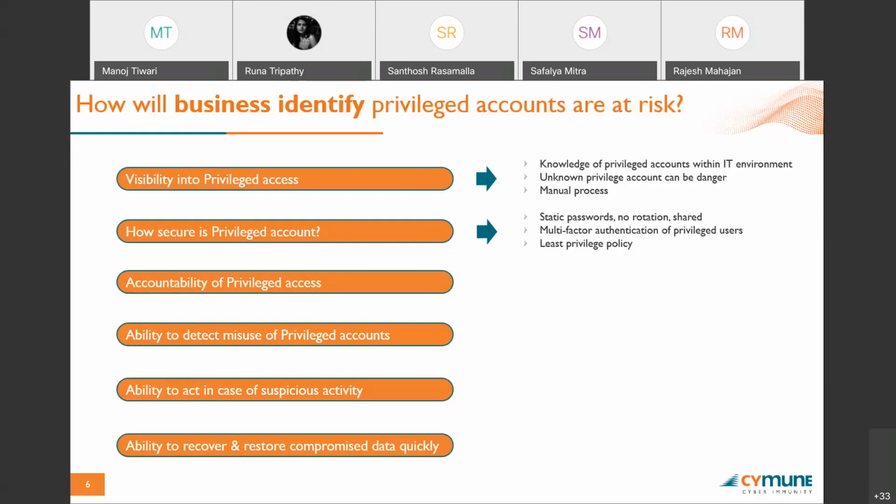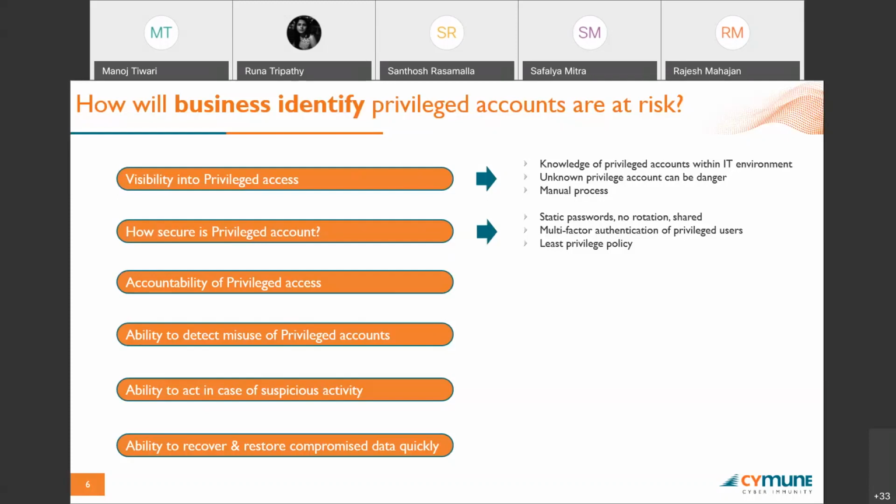And organizations not having a least privileged policy would put their privileged accounts at risk. These are the challenges, or the loopholes, you have to find within your system to check whether your privileged account is secured or not.